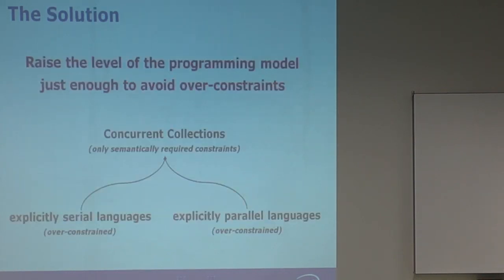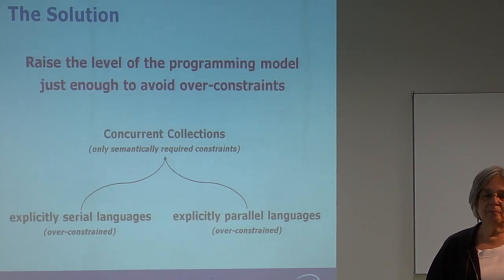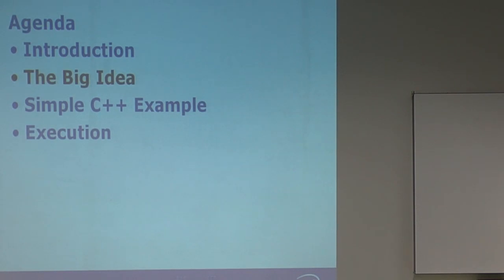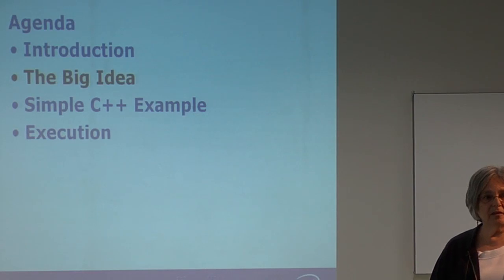So that's the goal. The solution is to raise the level of the programming model just a bit. In fact, it's too low. The level is too low because it's explicitly serial or explicitly parallel. And we'd like to raise it to stating only the semantic constraints and nothing more. And that's what we're going to do. So I've told you, but I'll tell you a little more about what the big idea is. But then we'll go through some simple examples at the language level, and then we'll talk a little bit about the execution.